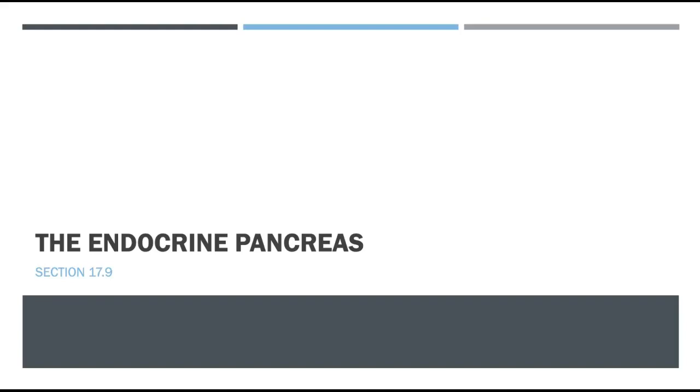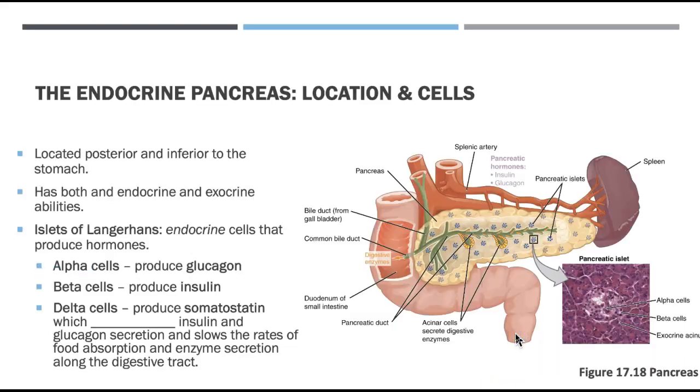Hello and welcome to your last video for chapter 17, where we will discuss section 17.9 on the endocrine pancreas and 17.10. So we'll start off with our pancreas. Its location is posterior and inferior to the stomach. The stomach has been removed in this figure here. What's unique about the pancreas is that it has both endocrine and exocrine abilities. Exocrine meaning that we have a duct system, and endocrine because it releases hormones.